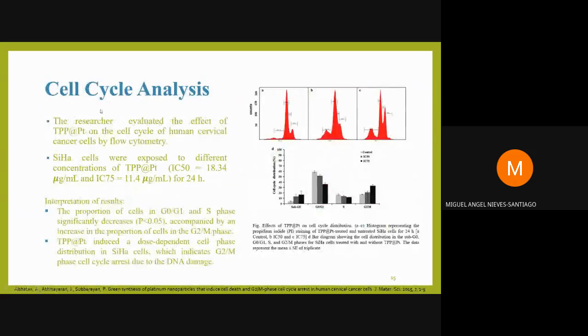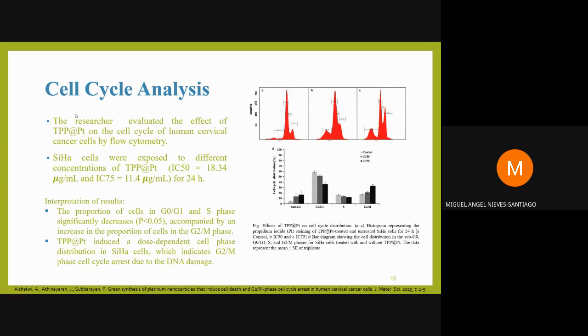For the cell cycle analysis, the researchers evaluated the effect of the nanoparticles on the cell cycle of human cervical cancer cells by flow cytometry. The cells were exposed to different concentrations of the nanoparticles. Like I mentioned before, it would be the same concentrations, the IC50 being 18.34 micrograms per milliliter, and the IC75 being 11.4 micrograms per milliliter. Then the results were obtained after 24 hours.